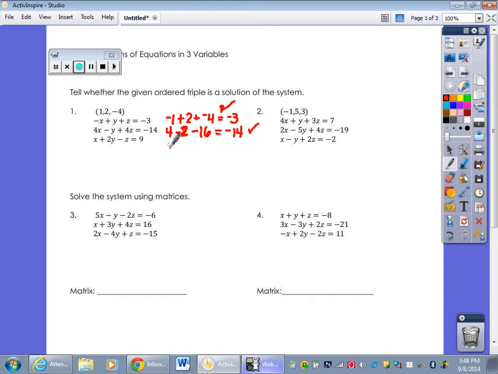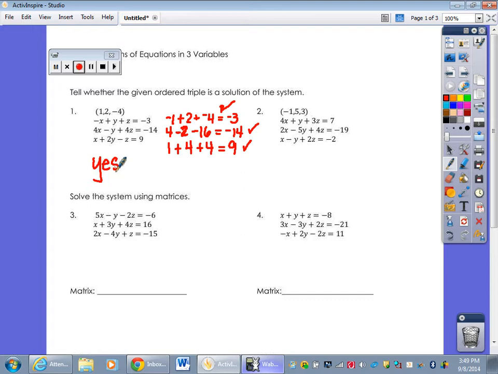The last one, we're going to do 1 plus 2 times 2, if I'm putting the 2 in for y, which is 4, minus a negative 4, and minus a negative becomes positive 4, and we're trying to see if that equals 9. 1 plus 4 is 5, plus 4 is 9. So since it works for all three, this is a solution to that system of equations.